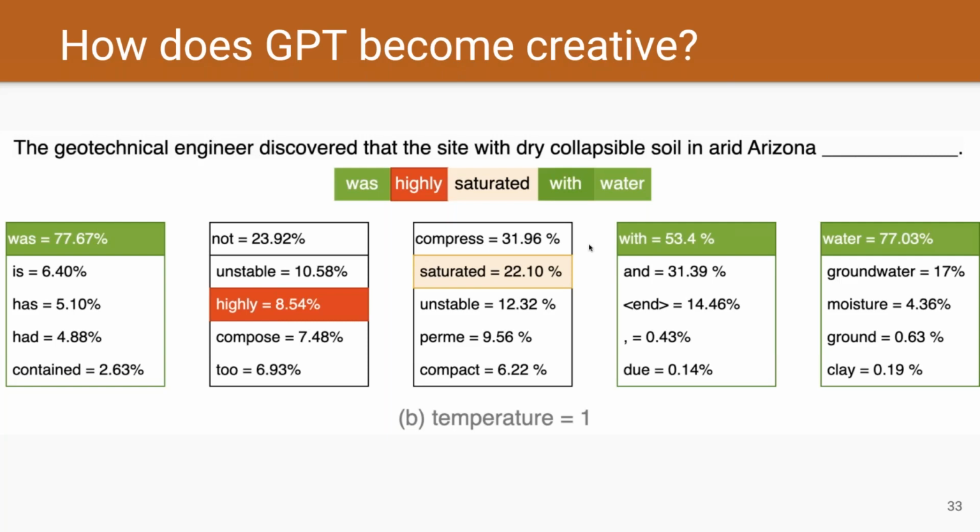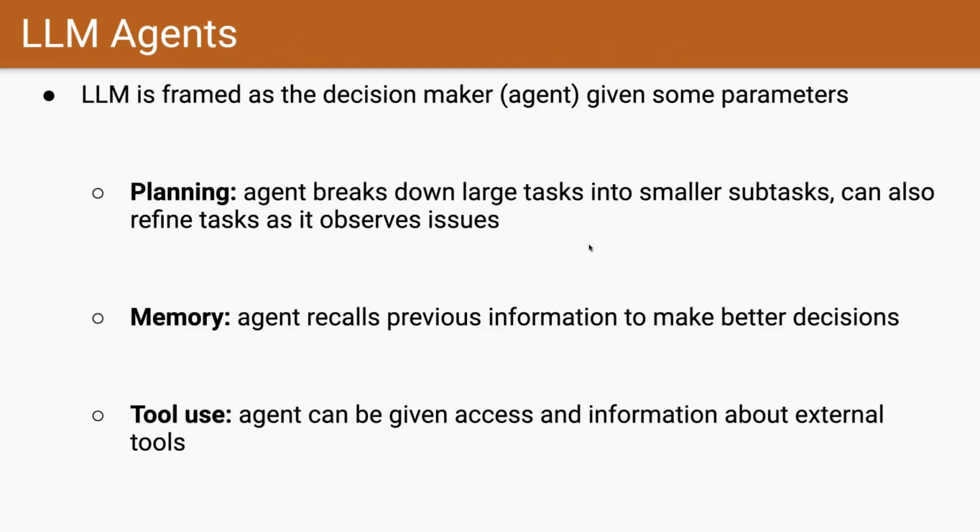So of course, we can set the temperature setting to be 0, but we need to be able to make sure that these language models don't break down when we are trying to do complex engineering tasks with it. So we are going to use large language model agents. These are agents which are going to be decision makers. We are going to give them certain parameters. We are going to allow the agents to do planning, where they are going to break down the large task into smaller subtasks, and then refine each task as it observes certain things.